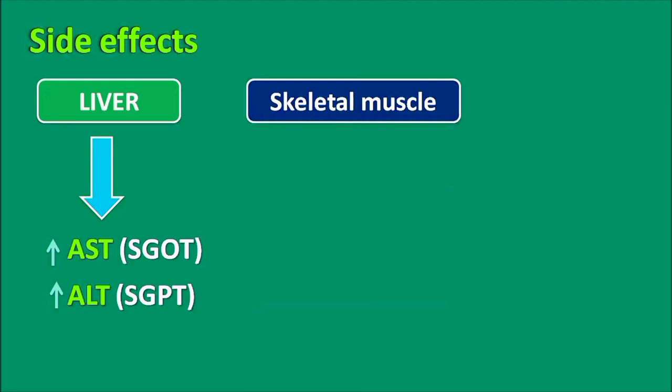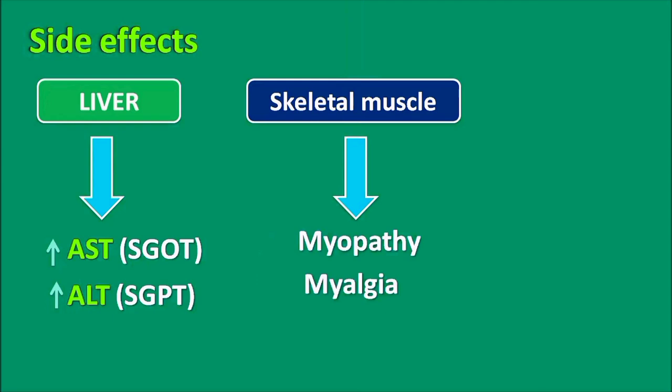Another important organ is the skeletal muscle. Fenofibrate can produce myopathy and myalgias. So muscle pain is produced by Fenofibrate, and this side effect is observed with all the drugs within this category. And sometimes it may lead to the serious skeletal muscle disorder, rhabdomyolysis. Rhabdomyolysis is the dissolution of the skeletal muscle fiber because of the action of fibrates.